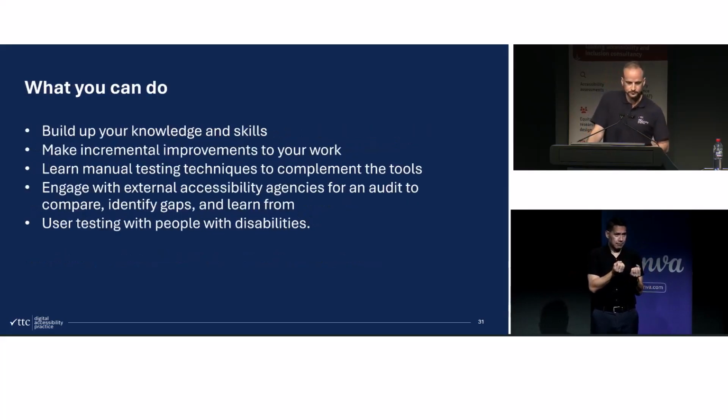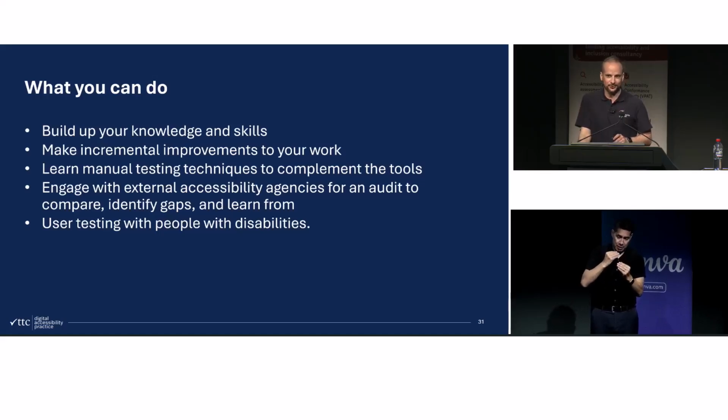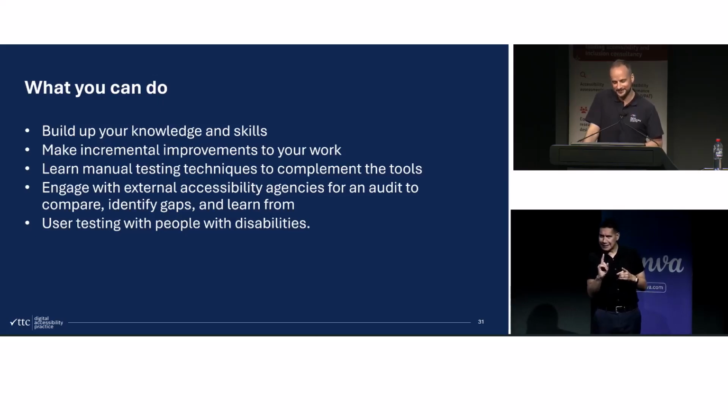So some things you can do to build up your knowledge and skills. Beware of misinformation online because there's a lot of different people with opinions about accessibility, but they don't always actually know what they're talking about. So it's important to vet the source of that information as much as you can. Make incremental improvements to your work. So you don't have to start doing 100% of accessibility perfectly from tomorrow, but try to start picking up a little bit at a time in the things that you do and the way you work, and then build on that over time.